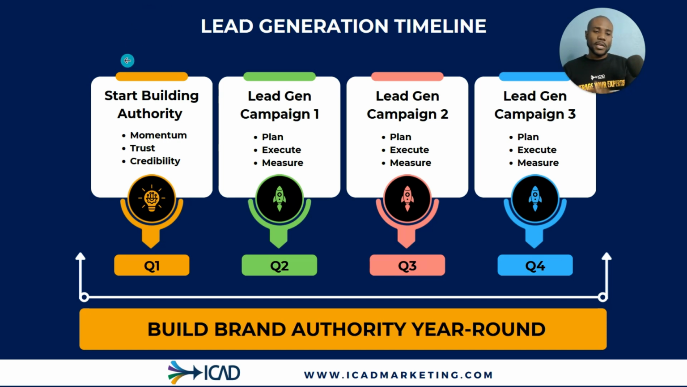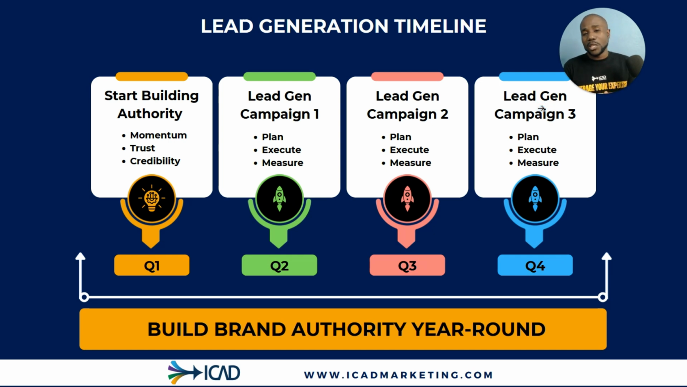So let's say for example, in that first quarter, you're building authority. You launch some sort of content campaign or marketing campaign geared towards helping you build that trust and that authority and that credibility. In Q2, once you've built that authority in Q1, we're going to launch our lead generation campaign. We're going to launch another lead generation campaign in Q3 and Q4 and so on, right?